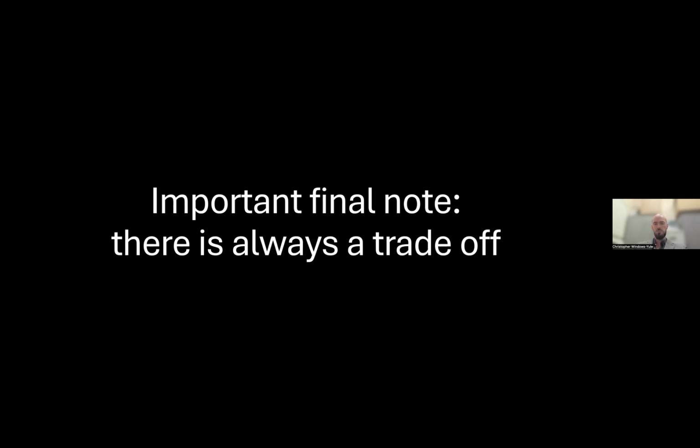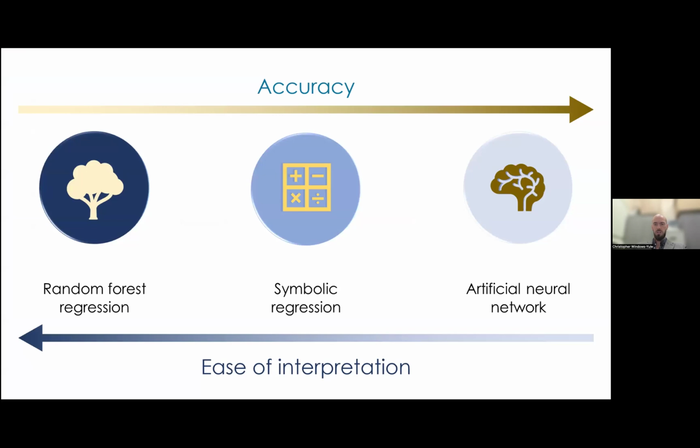The final note to make here, though, of course, is that there is always a trade-off between accuracy and ease of interpretation. So we've been talking predominantly about symbolic regression, but there are various other ways of analyzing this kind of data. So for the same data set, we also applied an artificial neural network.